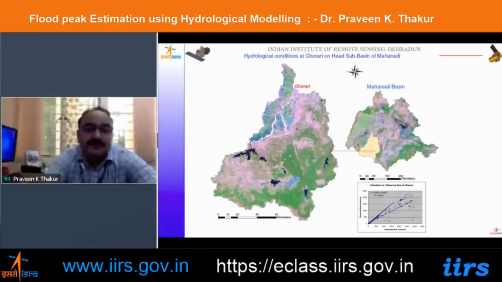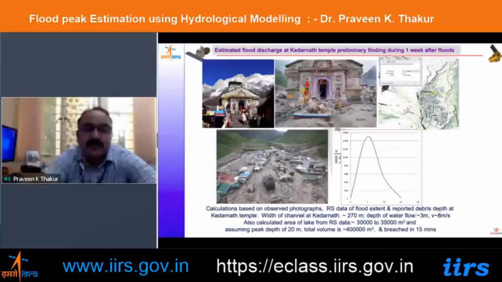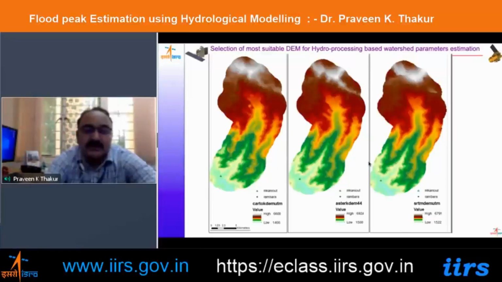The same method of flood peak estimation was employed for the Kedarnath area. This is the initial estimate for the hydrograph, where we use this photograph and work the reverse way: this is the maximum width, and then assume certain velocity and depth of the water to get the total hydrograph. This is the catchment area of the Mandakini River up to Sonprayag, and we have seen the ASTER DEM to be better than the other DEMs compared.